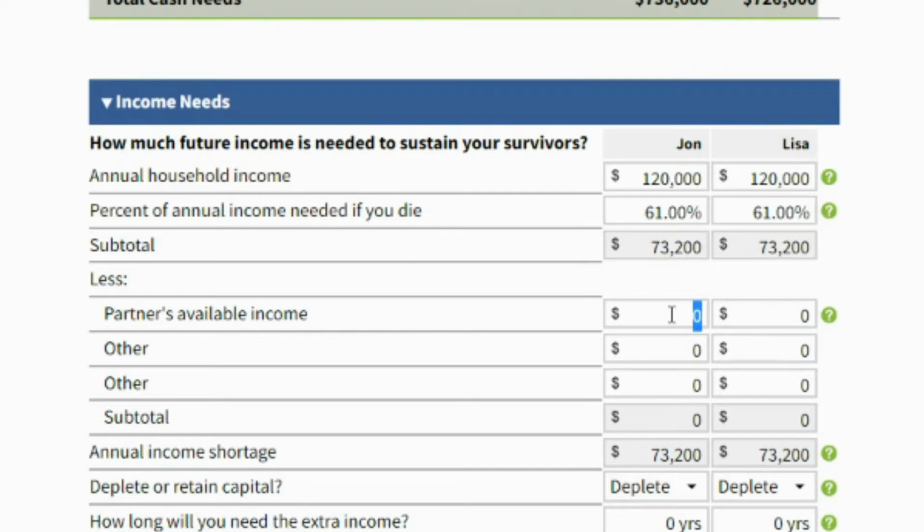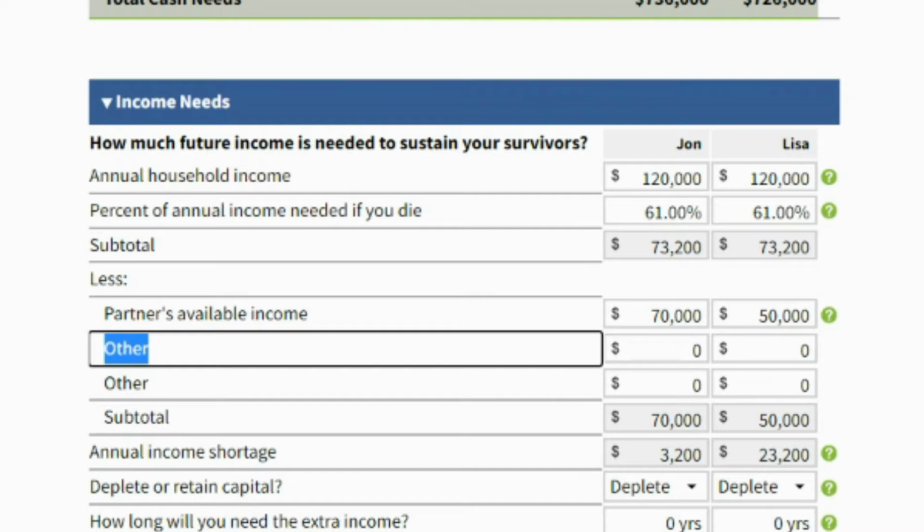Now we're going to take into account the partner's available income. So let's say in this example, Lisa actually makes $70,000 net after taxes, and we put Lisa's income under John's column, and then John's income after taxes of $50,000. Okay.